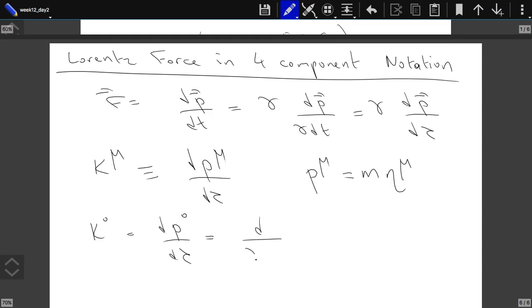I think I made one mistake. 1 over gamma times dt is what we call d tau, because d tau is just square root of 1 minus v squared over c squared times dt. Now d tau is dt over gamma of p0. Do you remember what p0 is? This is gamma times, it's just e over c.